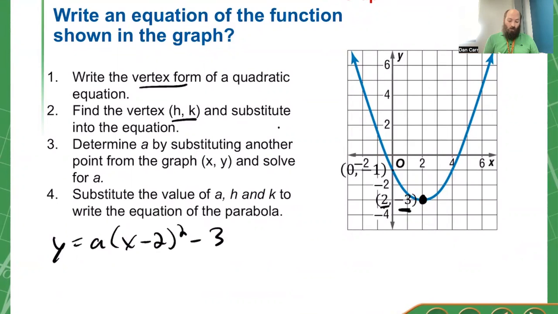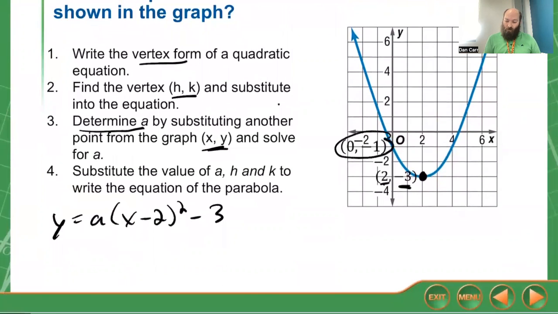Now, the only thing we don't know is the a value. So if I want to determine a, we're going to substitute another point from the graph, x and y, and that'll help us solve for a. So (0, -1). So -1 equals a times (0 minus 2) squared minus 3.